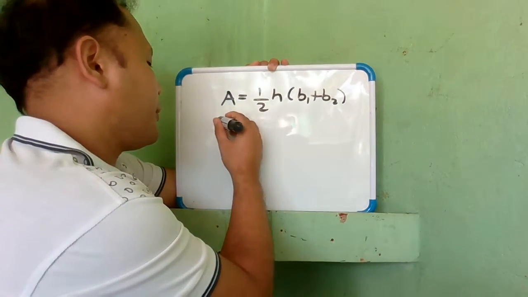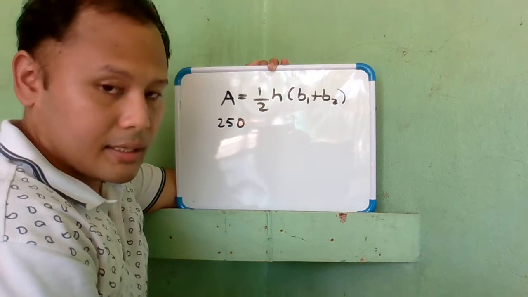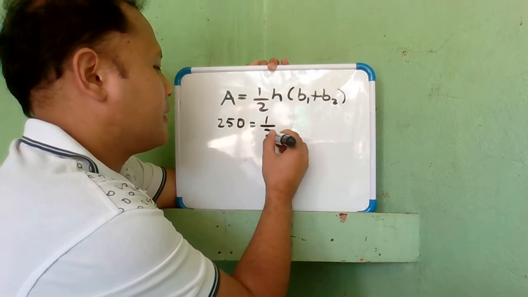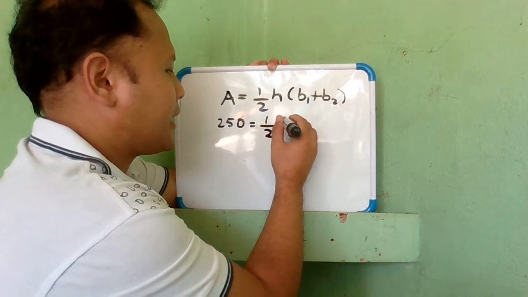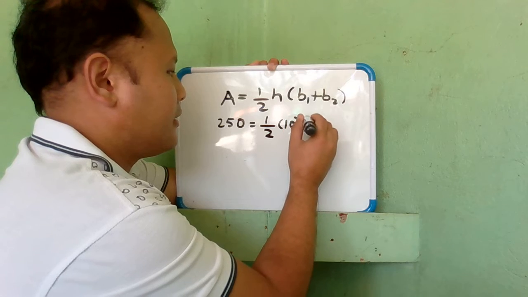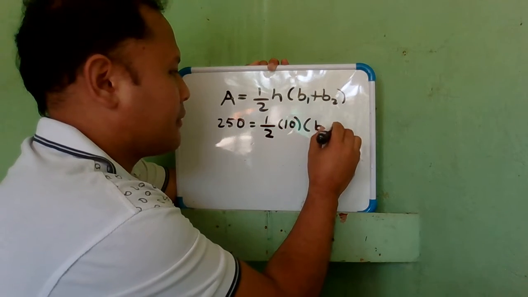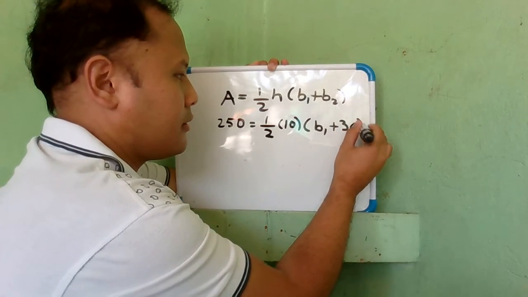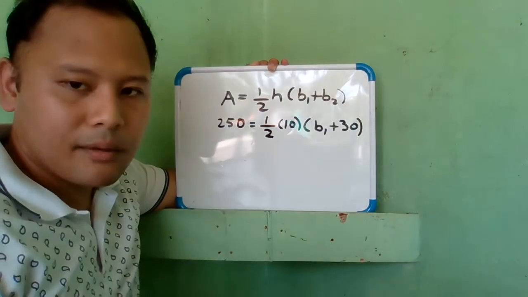So, for example, we have known that the area is 250 square units. We have also known that the height is 10, times 10. But we do not know the base sub 1. But we know the base sub 2, that is 30. So, how do we compute base sub 1?